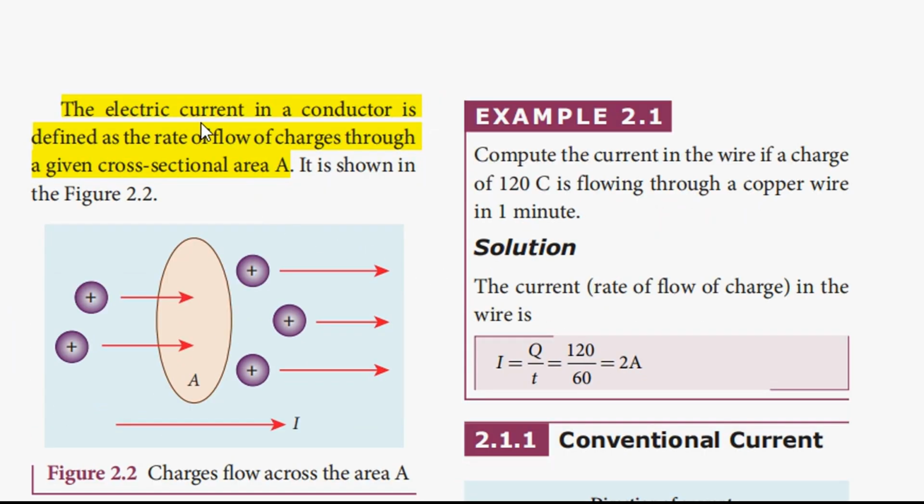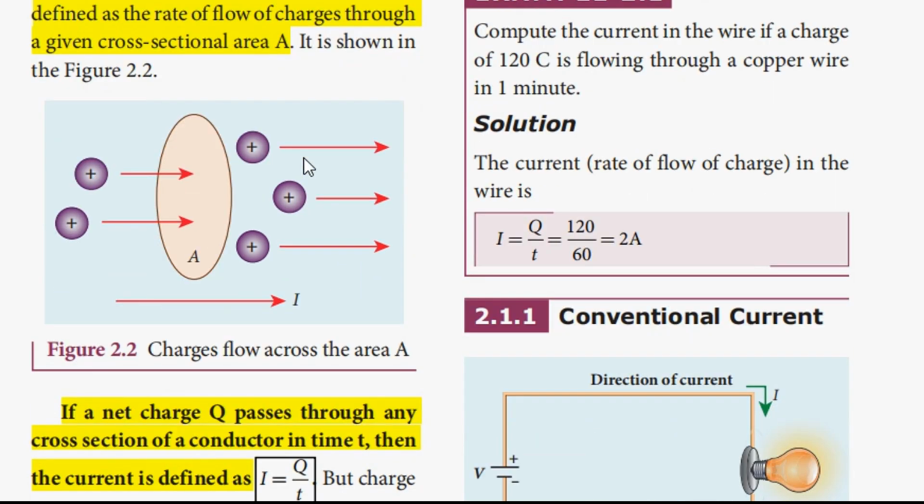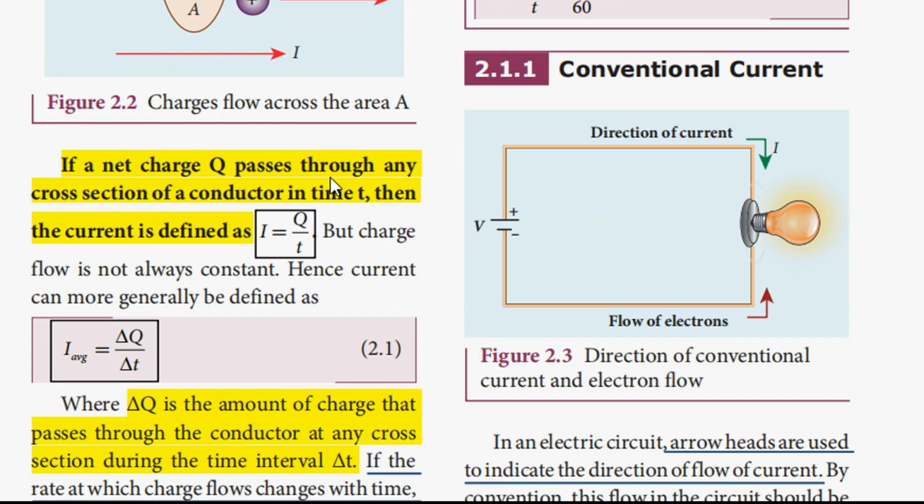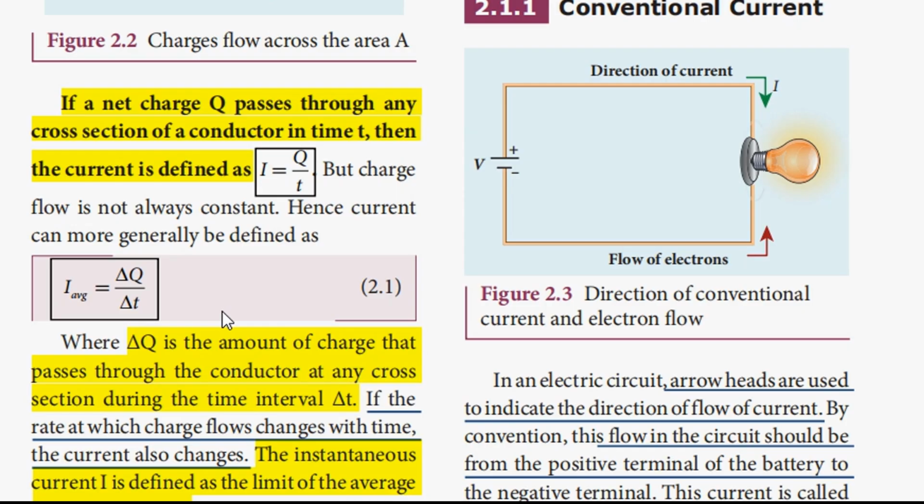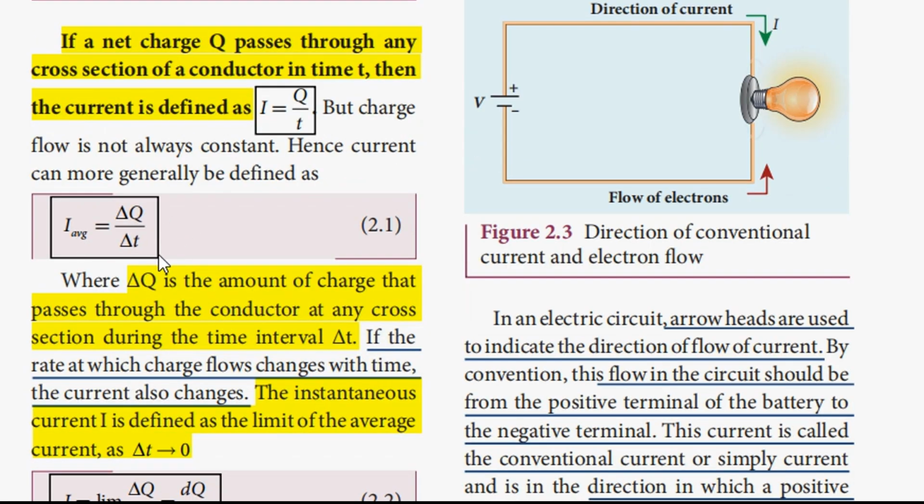Now, the electric current in a conductor is defined as the rate of flow of charges through a given cross-sectional area, and it is shown in this figure 2.2. If a net charge Q passes through any cross-section of the conductor in time t, then the current is defined as I is equal to Q by t. But charge flow is not always constant, hence current can more generally be defined as I average equal to delta Q by delta t. And this delta Q is the amount of charge that passes through the conductor at any cross-section during the time interval delta t.